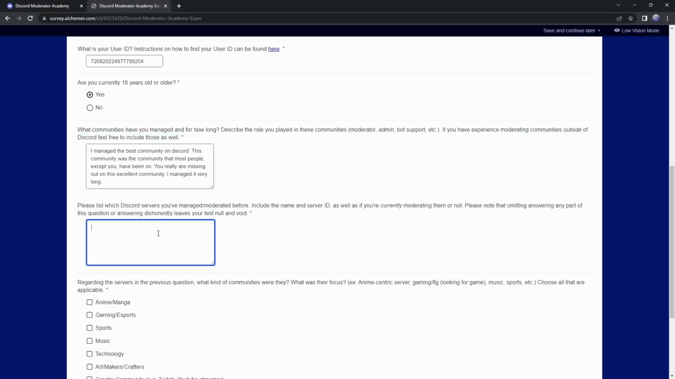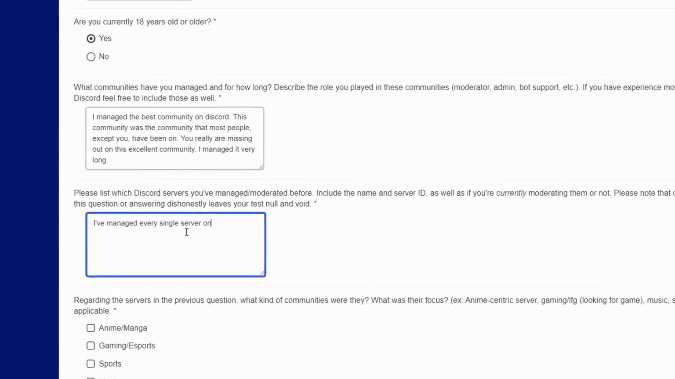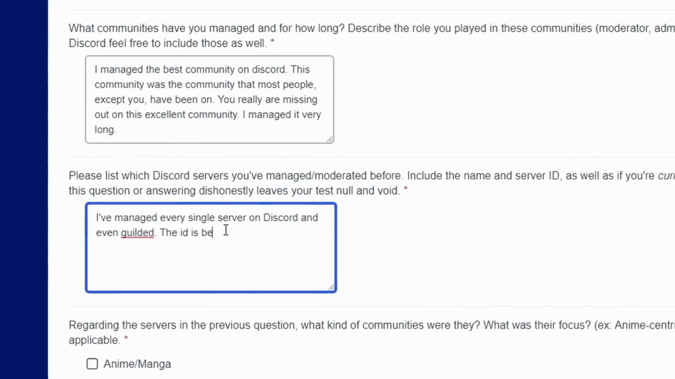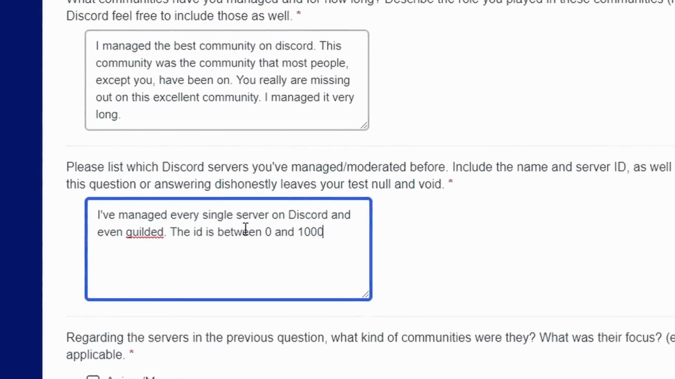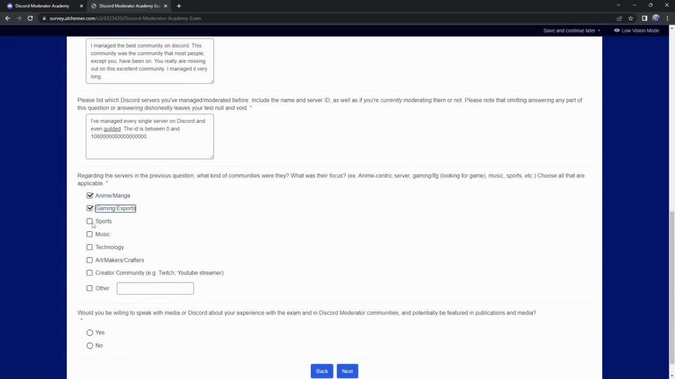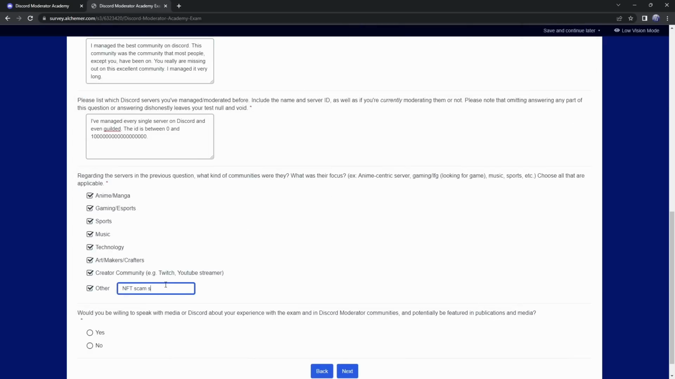Now next up, please list which Discord servers you've managed and moderated before. Include the name and server ID. And if I'm currently, that's too much reading. I've managed every single server on Discord and even Guilded. The ID is between 0 and 1 with a lot of zeros. Regarding the servers in the previous question, it doesn't really matter what the question says. There's just a lot of check marks and check every single one. And for other, I'm just going to put something that made Discord excited. Once they were talking about NFTs, so an NFT scam server, I think they'd be really interested because they love NFT scams. And finally, would I be willing to speak? Yes, I can talk right now.